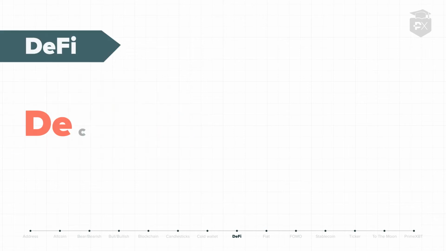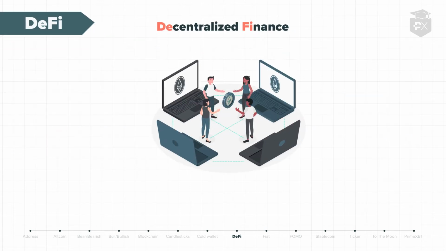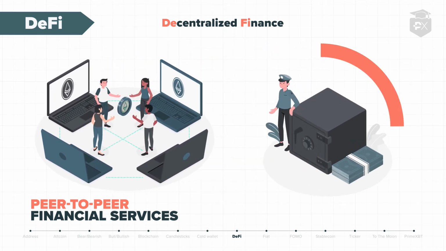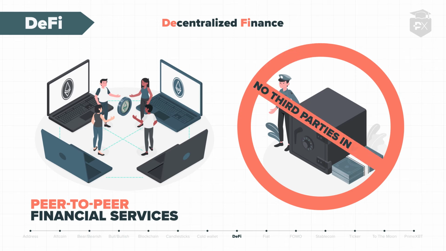DeFi. DeFi stands for decentralized finance. It's an umbrella term for peer-to-peer financial services on public blockchains like Ethereum. The goal of DeFi is to get rid of third parties involved in financial transactions.